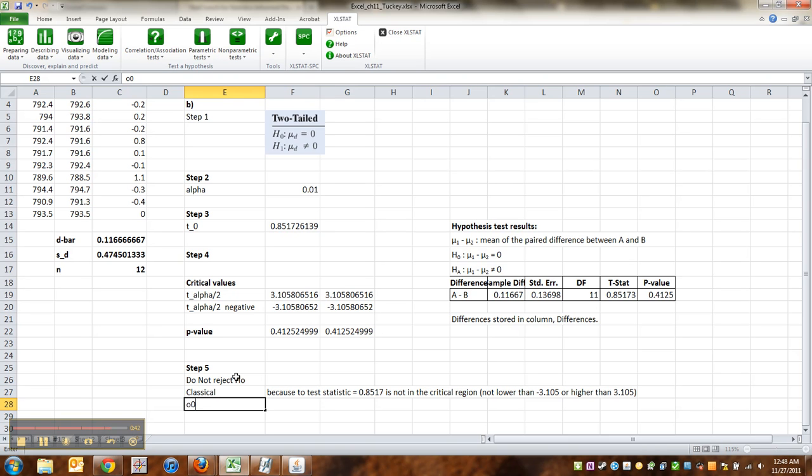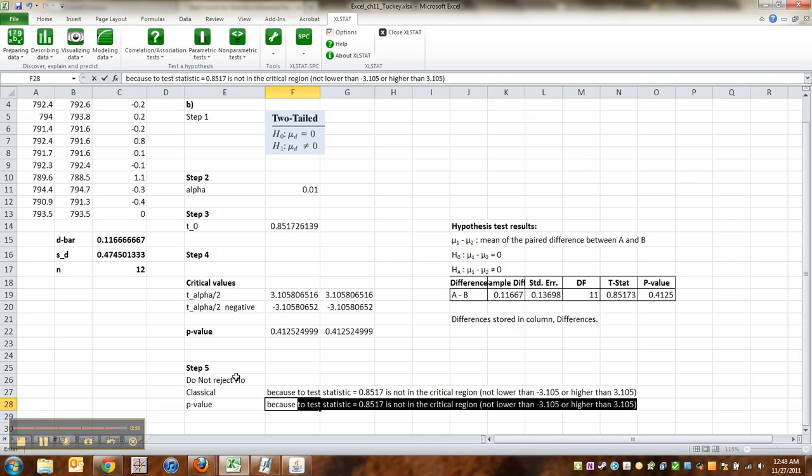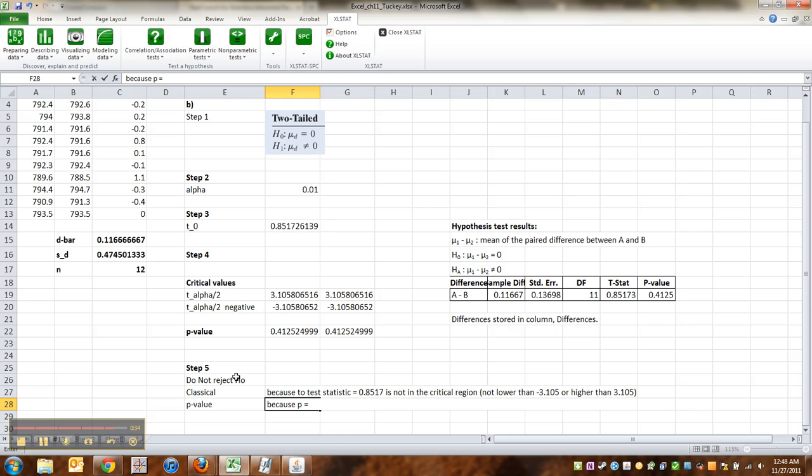The p-value way, which is much simpler, you're doing it because p, which is equal to 0.4125, is not less than alpha, which was equal to 0.01. All right, awesome. We are done with the hypothesis test. Next time we will work on the confidence interval, constructing the 99% confidence interval.